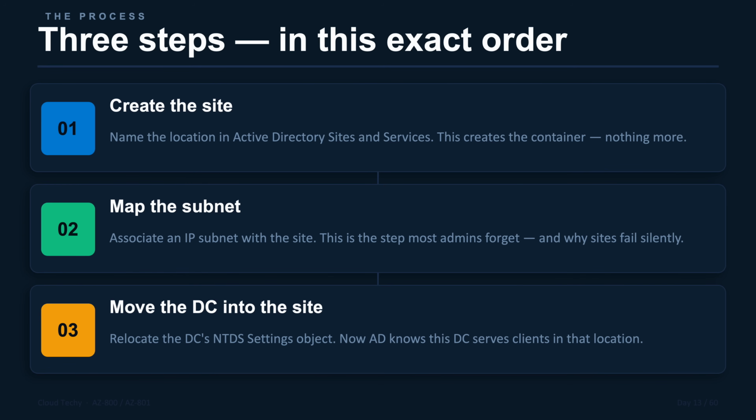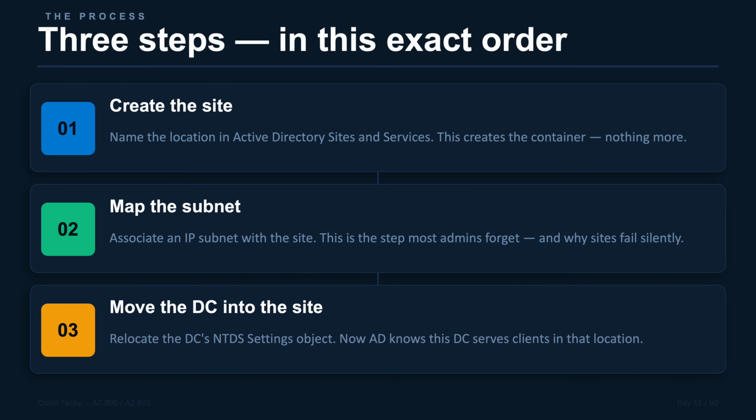Step 2 is to map the subnet. This is a critical one. You tell Active Directory which IP range belongs to this site. Without this, the site is invisible to the clients. AD cannot route any login to it because it cannot match an IP address to a location.